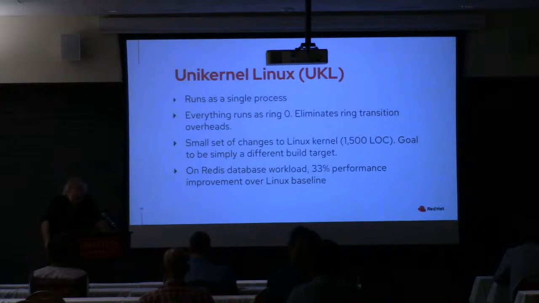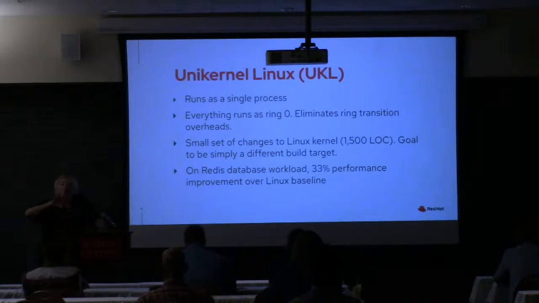As things stand right now, it's pretty small changes, about 1,500 lines of code, and the eventual goal here, and we'll see how we get there, is that you just make this unikernel another build target for Linux. Linux already supports a bunch of other build targets, so the goal would be to do this with unikernels. And there has been some promising early work. The Redis database benchmark showed about 33% better performance over the Linux baseline. So this is sort of interesting.